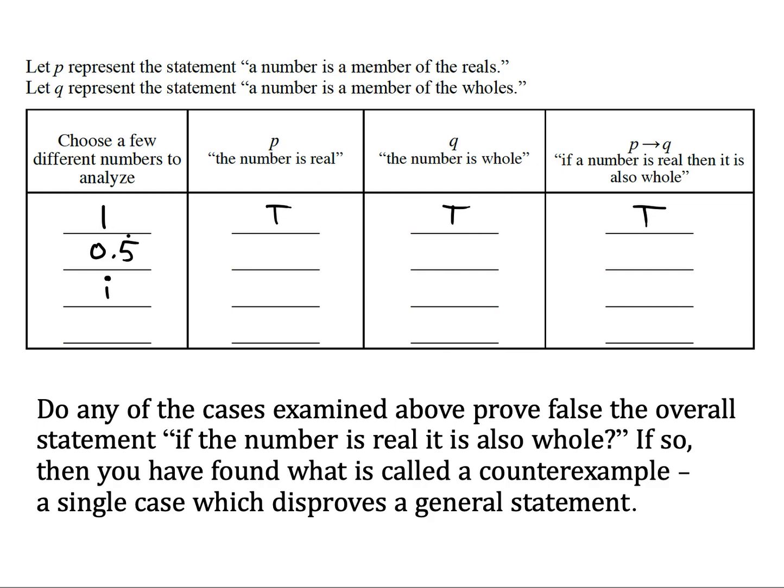But what about 0.5? It is real, but not whole. So what should we put? Is 0.5 evidence in support or evidence against? It is evidence against.